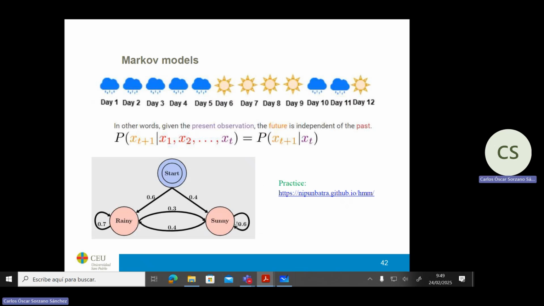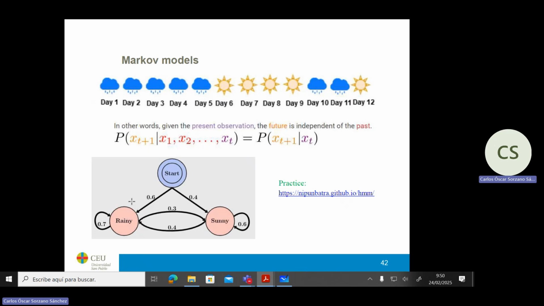A different kind of model is the Markov model. A Markov model is a model where you have a sequence of events. For instance, let's say that we have a number of days, and we have two states: a rainy day or a sunny day, and these are the probabilities of transitioning. If today is sunny, then tomorrow will be sunny also with probability 0.6, but will be rainy with probability 0.4. If it is rainy, tomorrow will be rainy with probability 0.7 and so on.